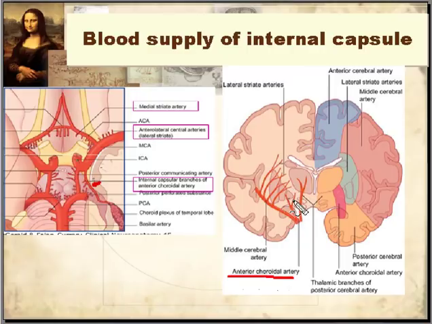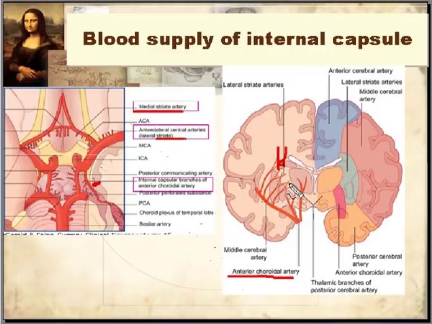Then we have medial striate arteries, which supply predominantly the anterior limb of the internal capsule, with the anterior choroidal supplying the posterior limb. And then we have very important branches which come from the middle cerebral, known as the lateral striate branches. You can see them here. These lateral striate branches pass through the lentiform nucleus and come to supply quite a bit of the internal capsule: the genu, part of the anterior limb and the posterior limb.